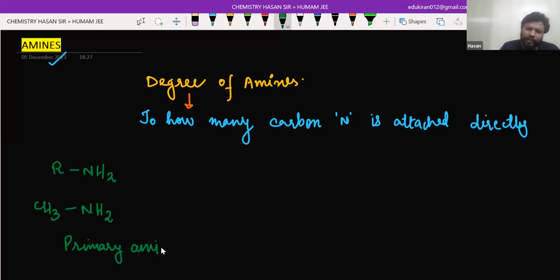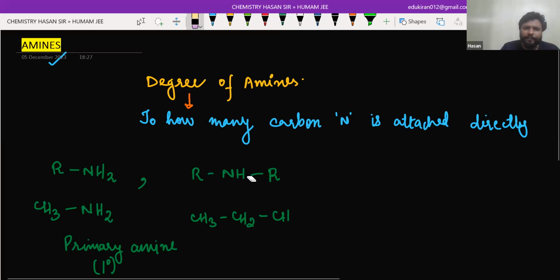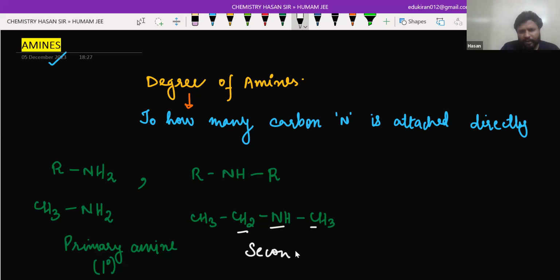The way we calculate the degree of carbon, in the same way we calculate the degree of amine. Then comes one more hydrogen is replaced with this. So you can write like this: CH3, CH2, and then NH, and then comes your CH3. So you can see this nitrogen is directly connected with two carbon. So it is secondary amine, or 2 degree.